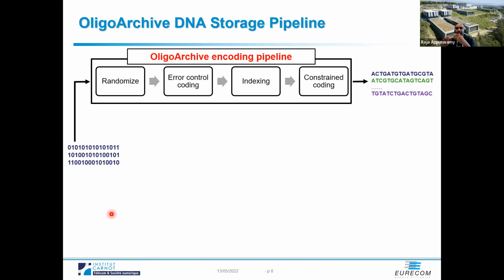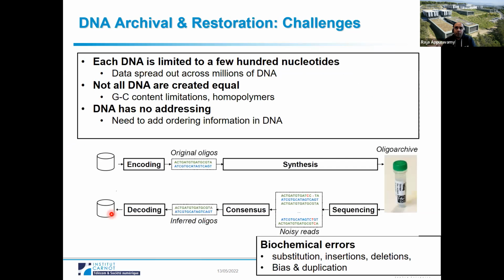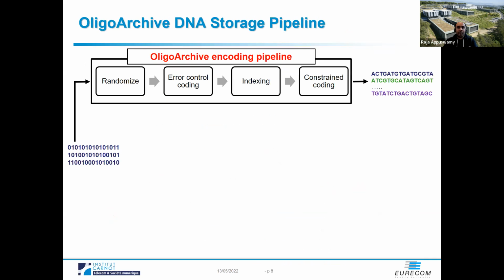So to solve all these problems, what we have to do in OligoArchive is come up with a pipeline that can solve all of them, so you can store the data and still be able to decode it back. That's what we have done. I'm going to give you a very high level overview of the pipeline. I cannot go into details because some of these components are full elaborate works in themselves.